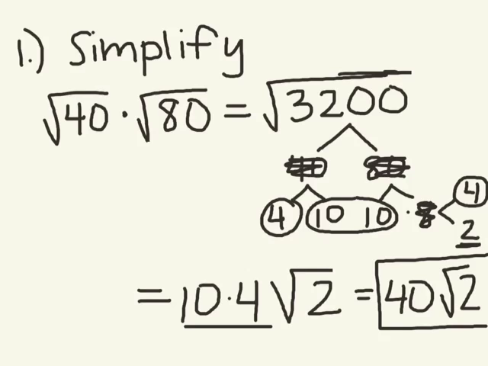Again, the first thing we did was multiply, and then we simplified our radical. You should not get any decimals. We want stuff on the outside of our radical and stuff on the inside.